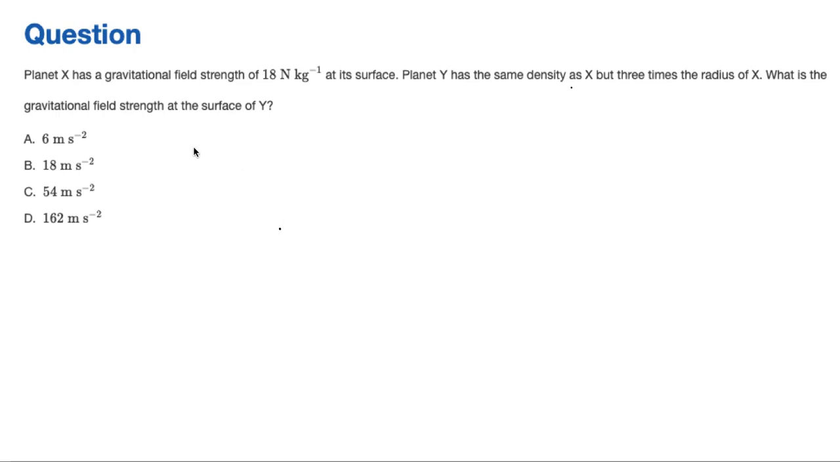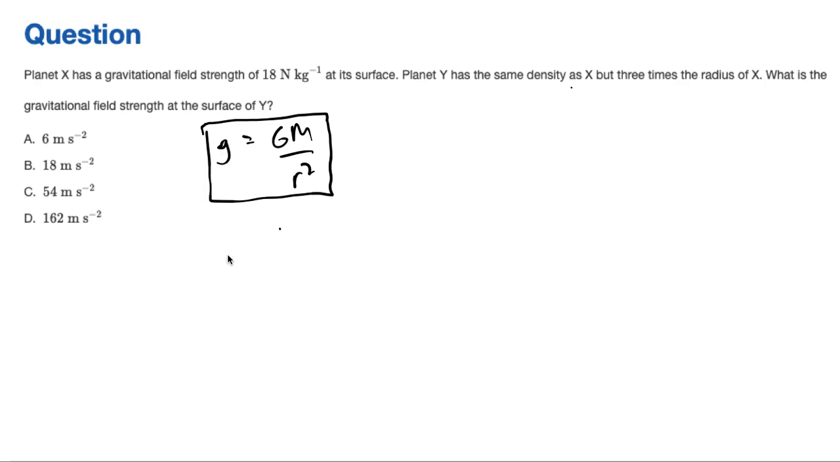So we know for all gravitation related questions, we use the formula g is equal to GM over r squared. This formula deals with gravitational field strength. And so this is what we want to use in order to get our equations and write them in terms of each other, and that will give us our answer. So let me explain this further.